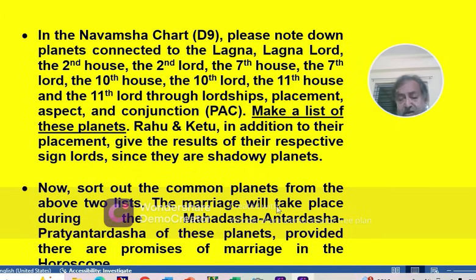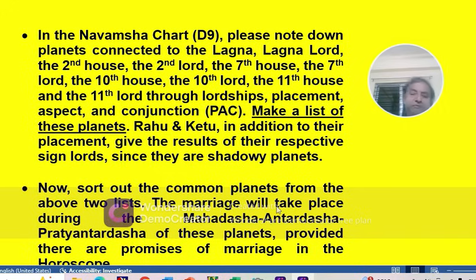Then you have to jot down the planets connected to the 7th house and 7th lord of your birth chart, then the planets connected to the Lagna and Lagna lord of your Navamsha, then the planets connected to the second house and the second lord of your Navamsha, then the planets connected to the 7th house and the 7th lord of your Navamsha, then the planets connected to the 10th house and the 10th lord of your Navamsha, then the planets connected to the 11th house and the 11th lord of your Navamsha.